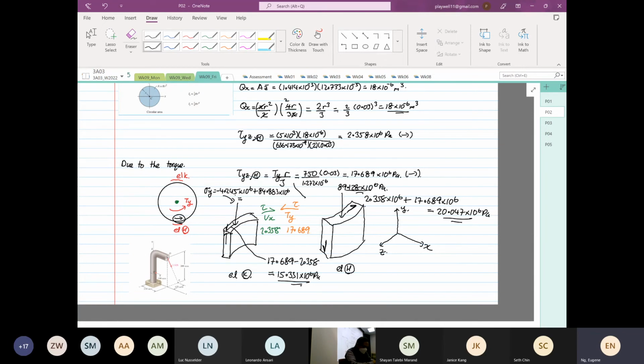It's going to be tensile now. So this side is going to be tensile. 80.638 times 10 to the power 6 Pascal. Okay. So that's why I want you all to see not just the shear, but the normal stress too.